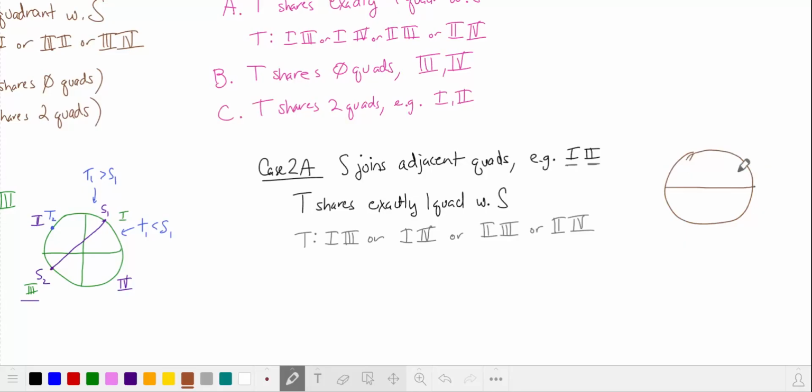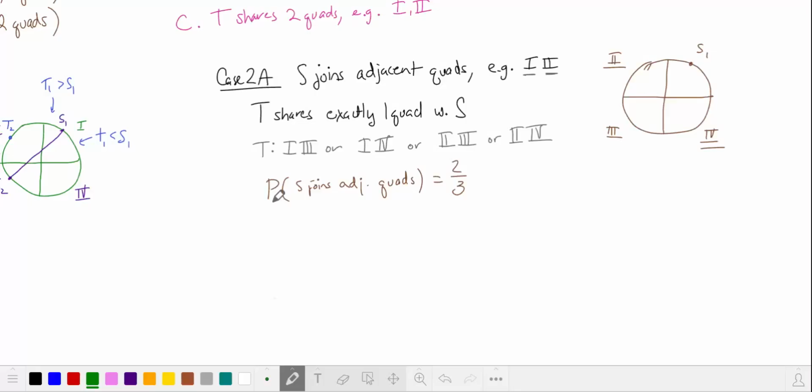As we showed earlier, the probability that S joins two adjacent quadrants, we can calculate by placing the first endpoint in any of the 4 quadrants. Without loss of generality, we'll just put it in quadrant 1. Our second endpoint cannot also be in quadrant 1. It must be in either quadrants 2, 3, or 4. Only 2 and 4 are adjacent, so the probability that S joins two adjacent quadrants is 2/3. So the probability that T shares exactly one quadrant with S, it's one of these 4 equally likely situations out of a total of 4 choose 2 possible ways of choosing 2 quadrants for the 2 endpoints of T. And this simplifies to 2/3.